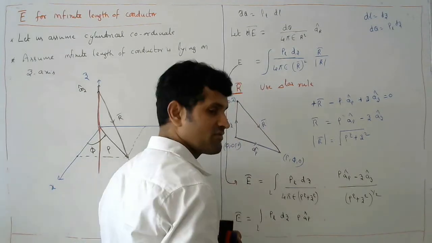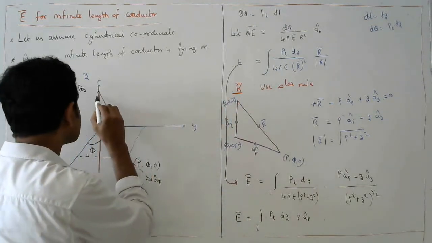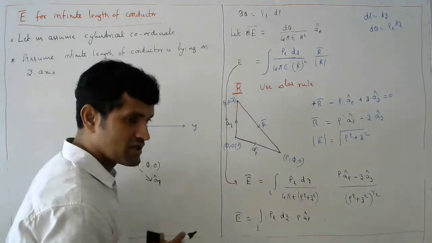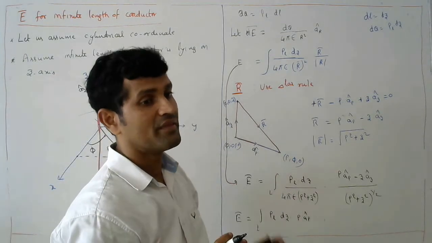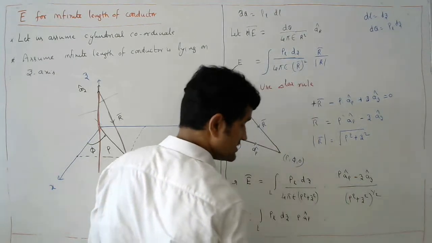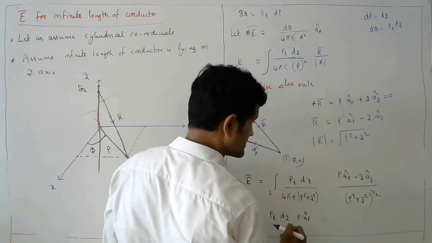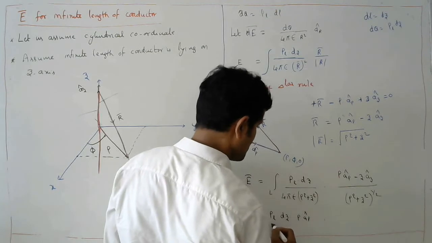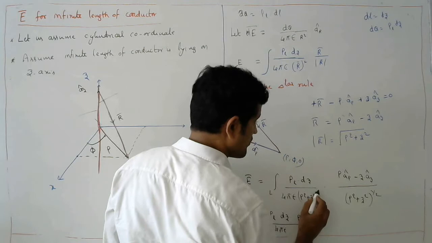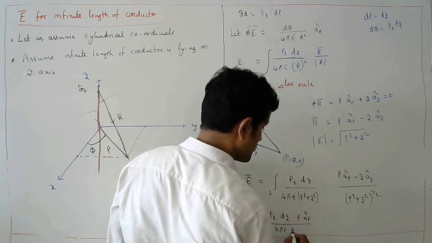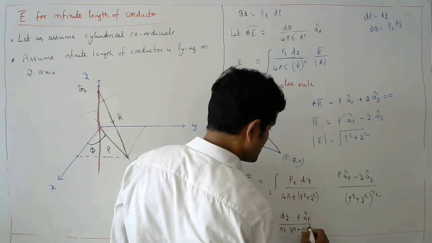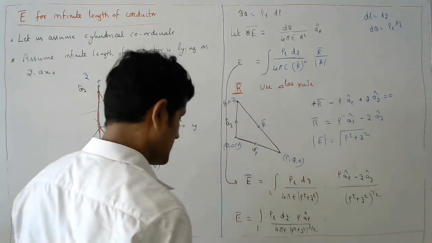Remember here, the conductor is placed on this axis, which means electric flux lines are traveling away from the conductor. So the electric field intensity doesn't exist along the z axis. That's why we have to ignore the az terms. If we ignore the az term, the expression becomes rho into a rho cap divided by 4 pi epsilon into rho square plus z square whole to the power of 3 by 2.